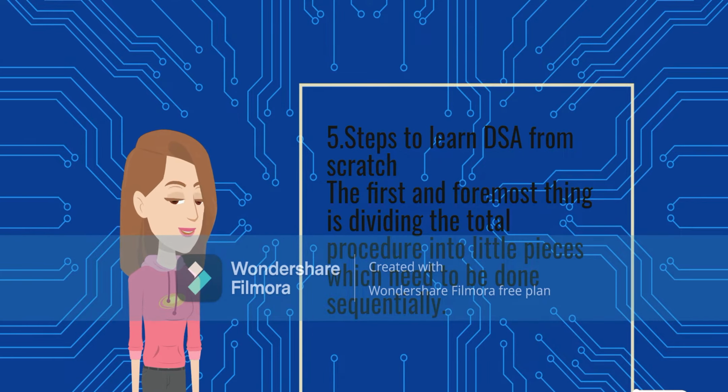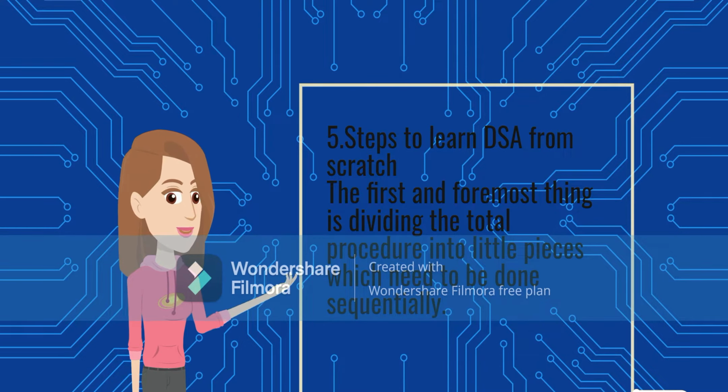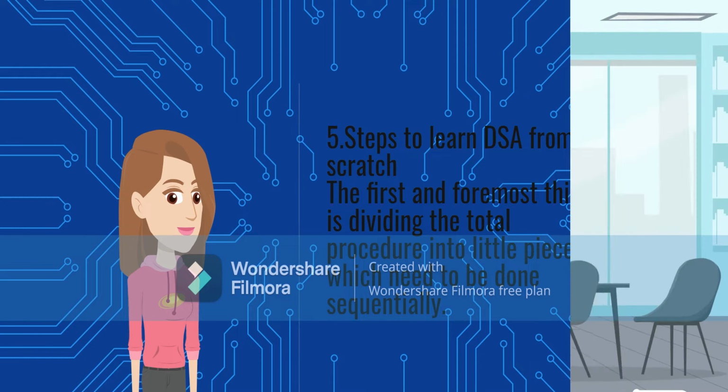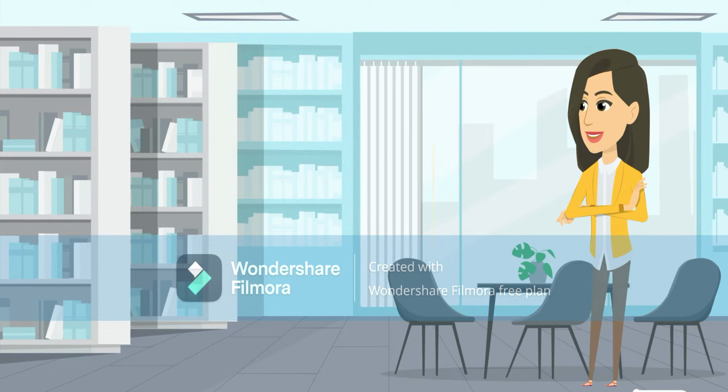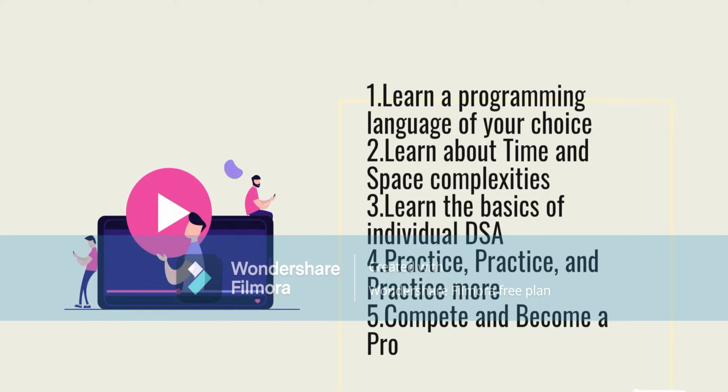The first and foremost thing is dividing the total procedure into little pieces which need to be done sequentially. The complete process to learn DSA from scratch can be broken into 5 parts. 1. Learn a programming language of your choice. 2. Learn about time and space complexities. 3. Learn the basics of individual DSA. 4. Practice, and practice more. 5. Compete and become a pro.